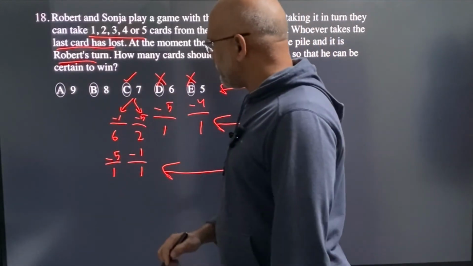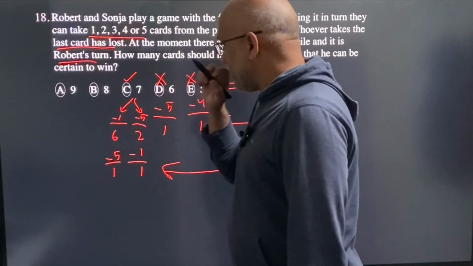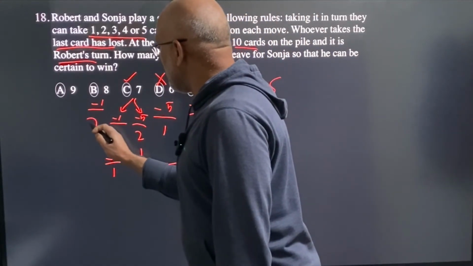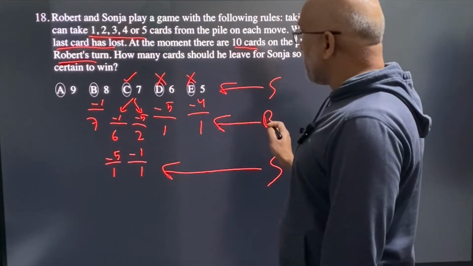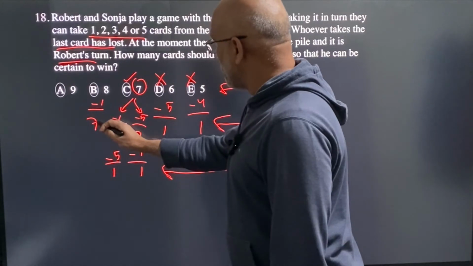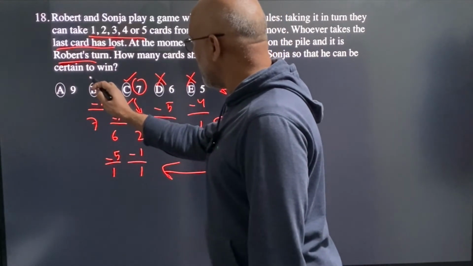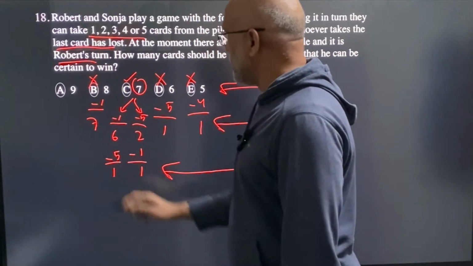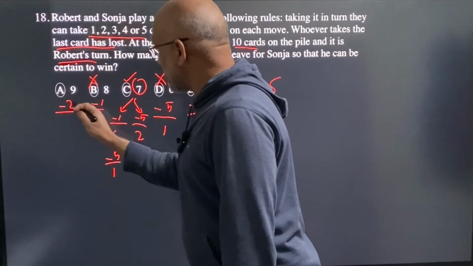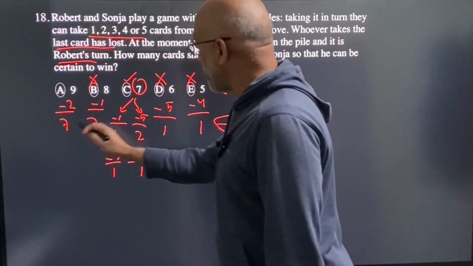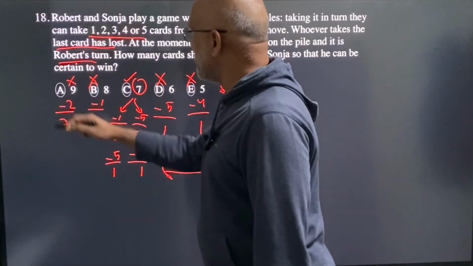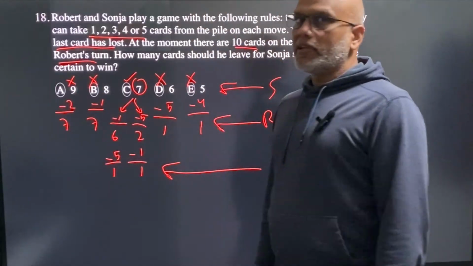But let's check 8. In this case, Sonja knows that if she takes 1 card, 7 will be remaining for robot, and 7 is a losing number. So in this case, robot will lose. So definitely we don't want to leave this for Sonja. Similarly here, we know that if Sonja takes 2, 7 will be remaining for robot, and 7 is a losing number. So robot doesn't want to leave 9 for Sonja, right? Again, C is the final choice.